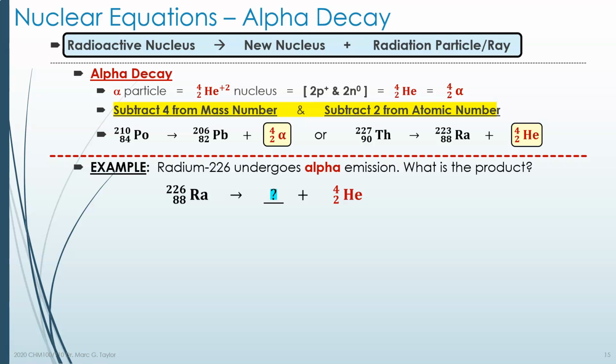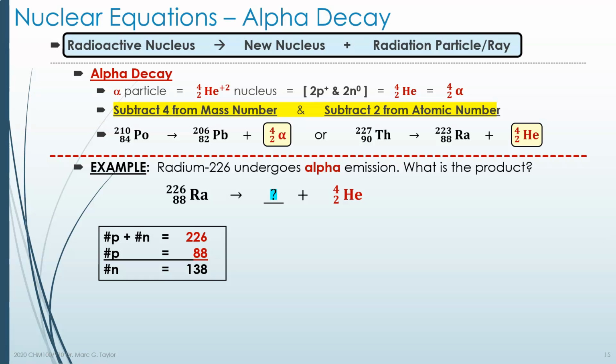And it doesn't matter if you write He for helium or alpha, the Greek letter alpha, they mean the same thing. The important part is that you have a 4 and a 2 anytime you hear alpha particle. And now you're just making sure that the sum of all the mass numbers on the left, which is 226, equals the sum of all the mass numbers on the right. So you know that something plus 4 must equal 226. Likewise, the sum of all the atomic numbers on the left, which is 88, must equal the sum of all the atomic numbers on the right. Something plus 2 must equal 88.